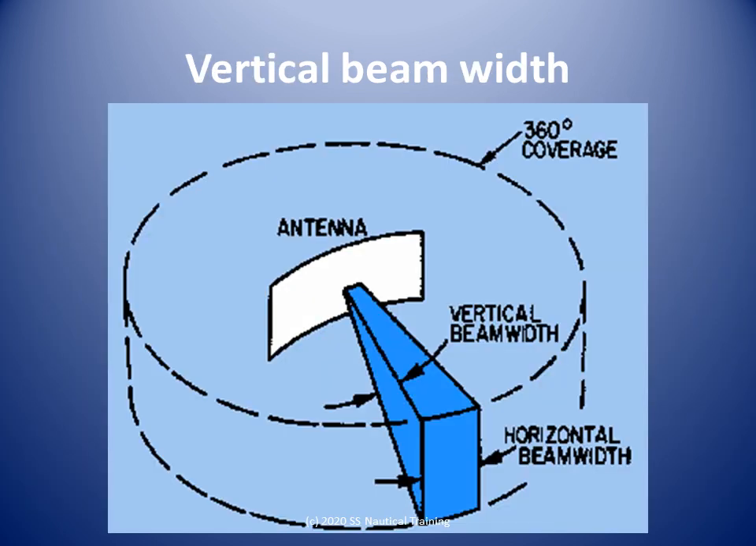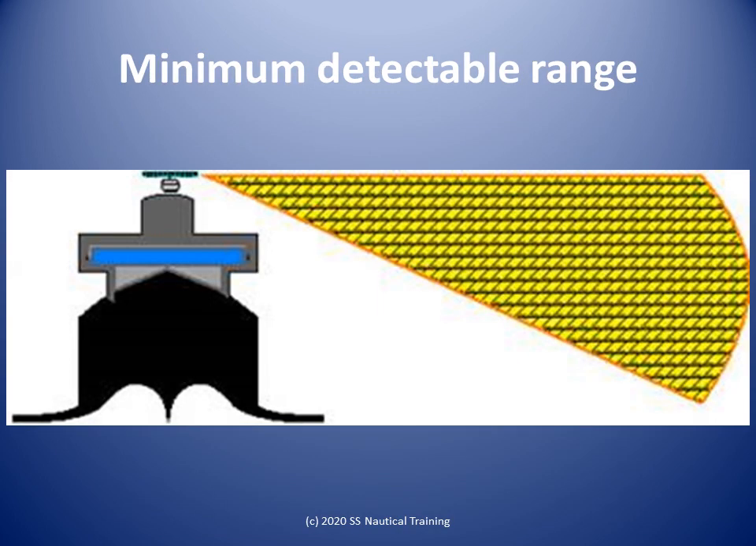Vertical beam width is the angular width of the path taken by the radar pulse. Vertical beam width is between 20 to 25 degrees. The minimum detectable range depends on the height of the radar scanner.